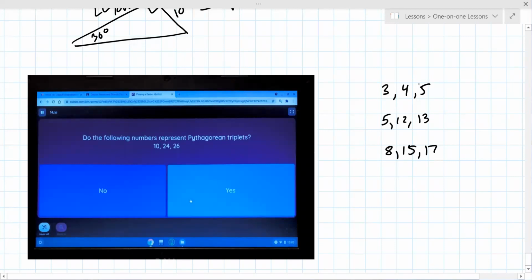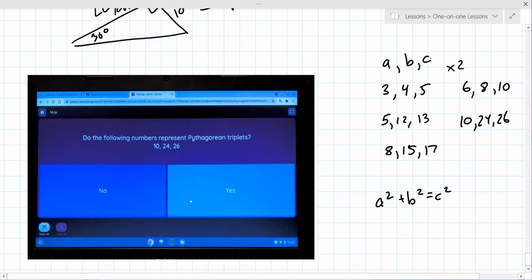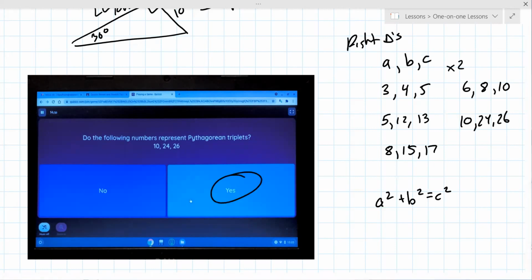number. So like, let's say you multiply by 2, you get 6, 8, 10. That is also a triple. The next one you multiply by 2, 10, 24, 26. It is a triple. And to be clear, what a triple is: a squared plus b squared equals c squared. This is a, comma, b, comma, c. These are all right triangles, by the way. So yes, it works.